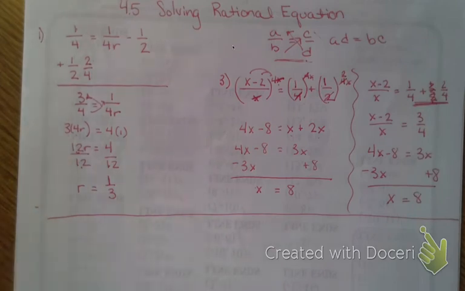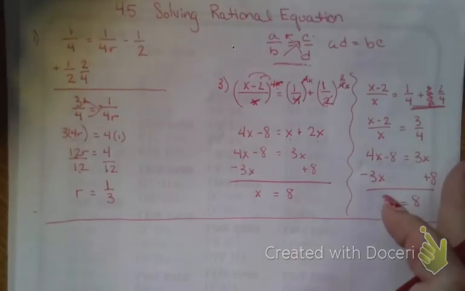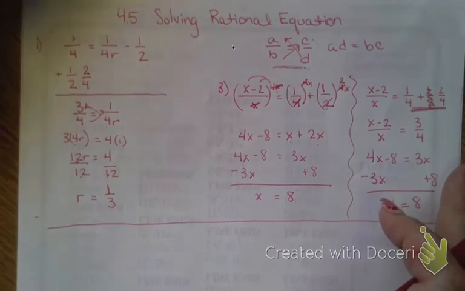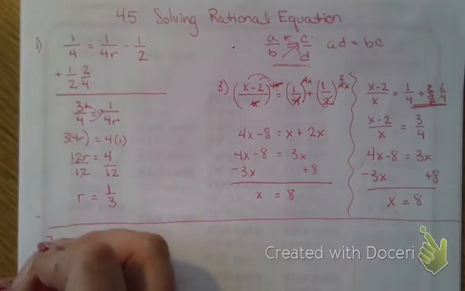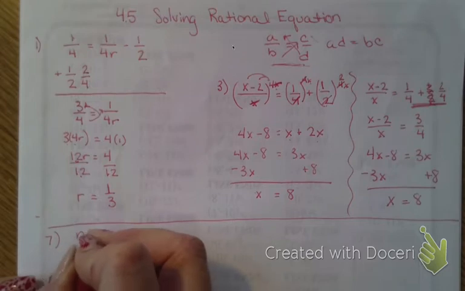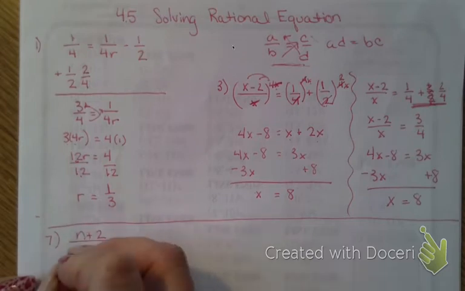Can we do 7? Sure. I think we do 13. Okay, so 7, write it down. This thing's gonna be long.